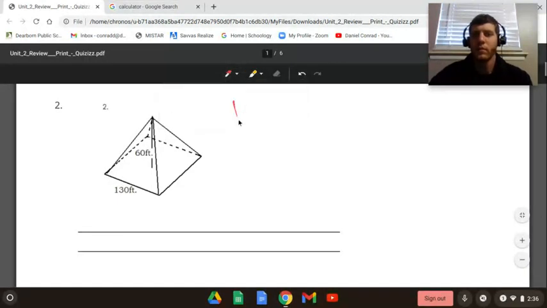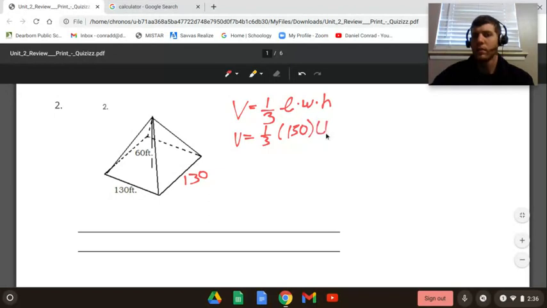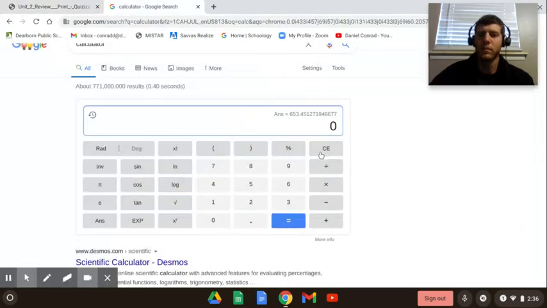So the pyramid, our volume formula, right? It's a third of a rectangular prism, so it's going to be 1/3 times length times width times height. Okay. This question should have had wording. It's really a square pyramid, so it should be 130 by 130. So we're going to do 1/3 times 130 times 130, and then the height of the pyramid from the base to the top is 60. So we have 1/3 times 130 times 130 times 60.